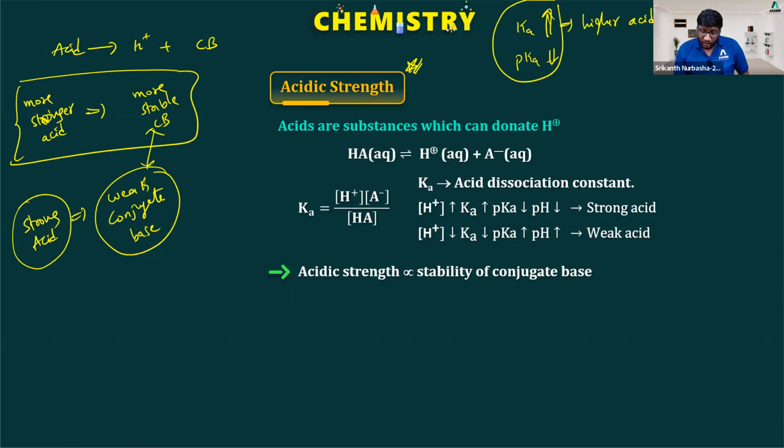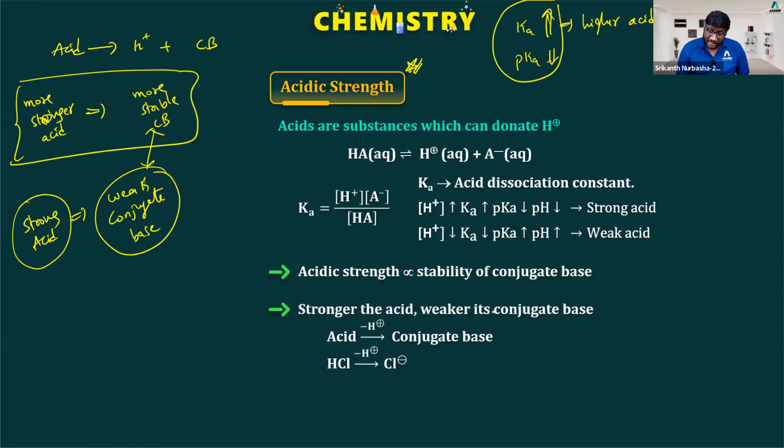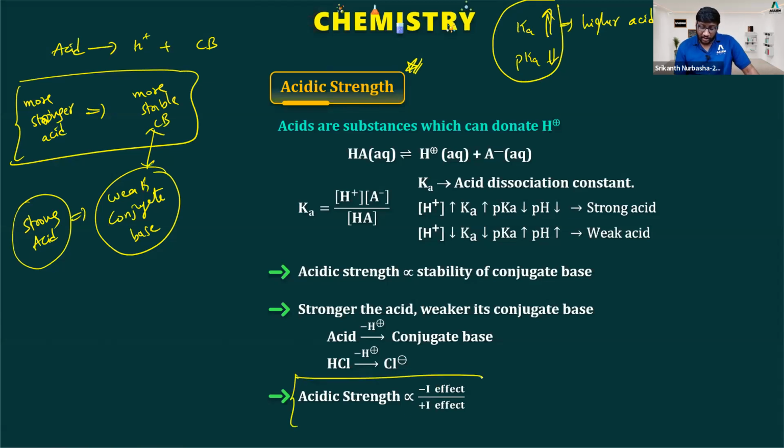Acidic strength is directly proportional to stability of conjugate base. Stronger the acid, weaker the conjugate base. So I can say more stable the conjugate base is, weaker will be the respective conjugate base. Acid gives conjugate base upon loss of H plus. HCl gives Cl minus upon loss of H plus. Acidic strength is directly proportional to minus I effect and plus I effect. We'll apply this logic by solving examples.